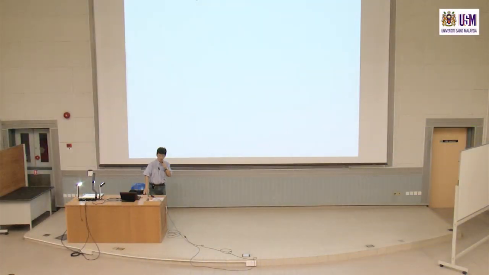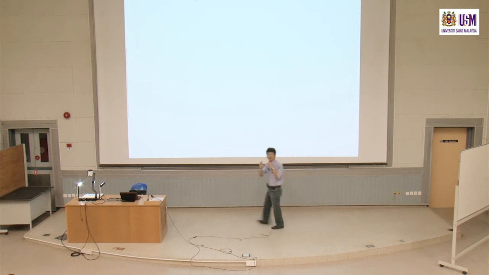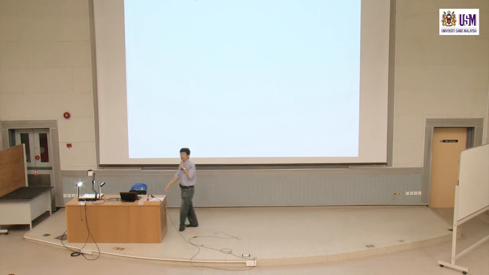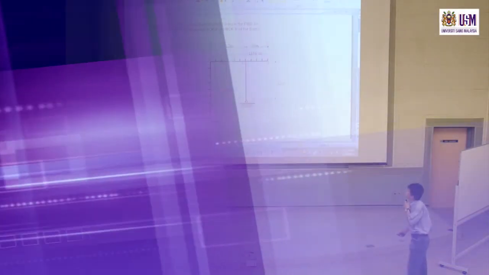You have gone through all the basic things, equilibrium, and the most important thing, free body diagram. How do you draw a free body diagram? When you draw a free body diagram, you have to know what type of support, and for that type of support, how many reaction forces. And once you have the analysis model, then you can use the three equilibrium equations and try to solve all the forces.